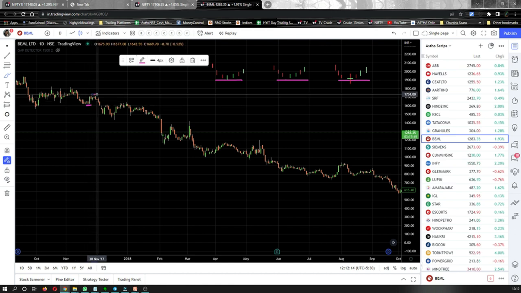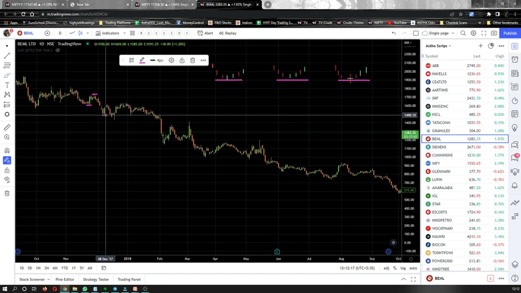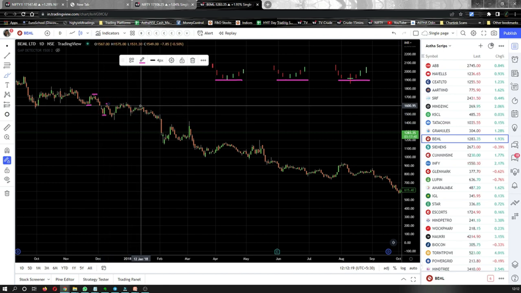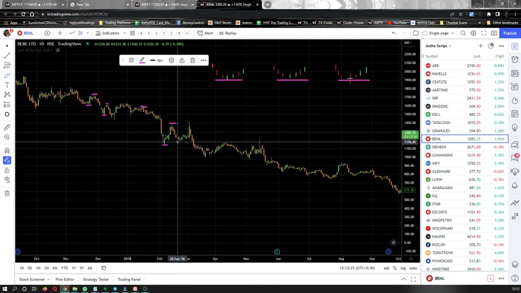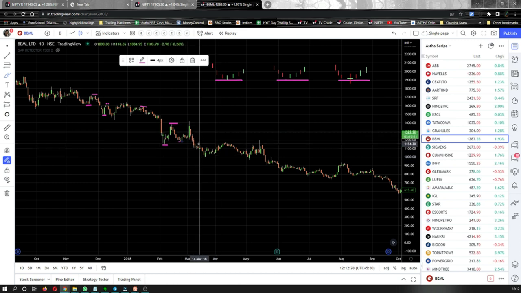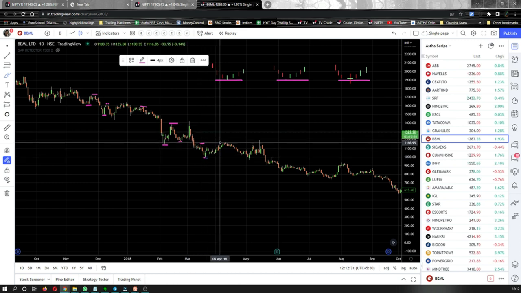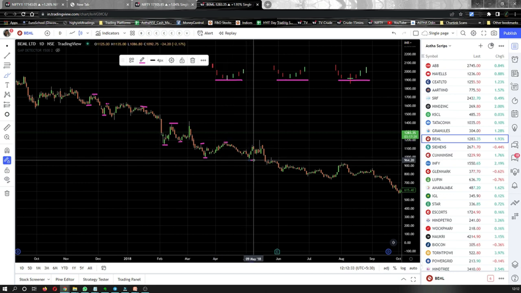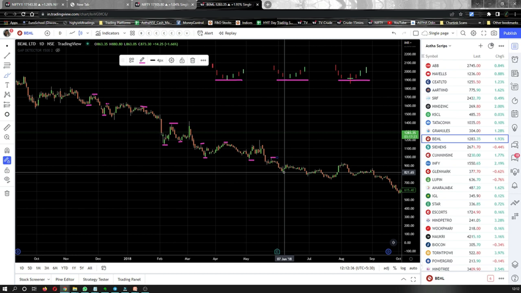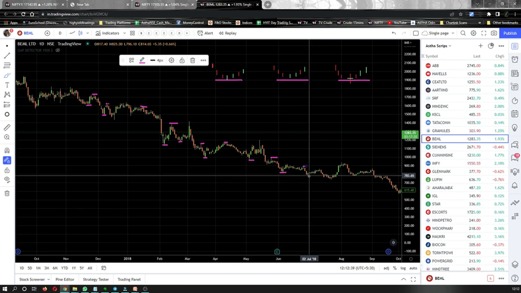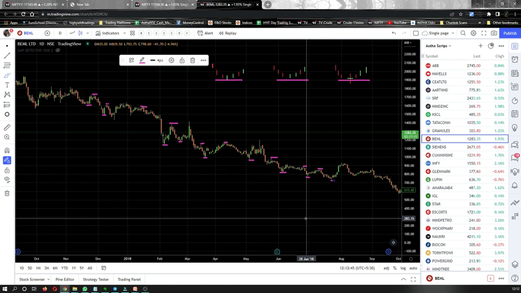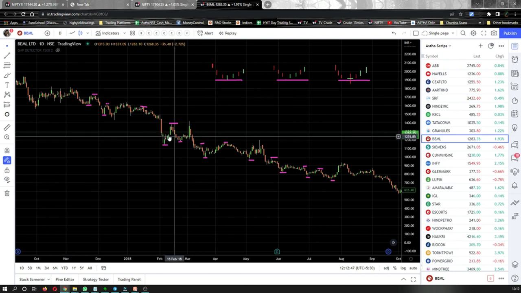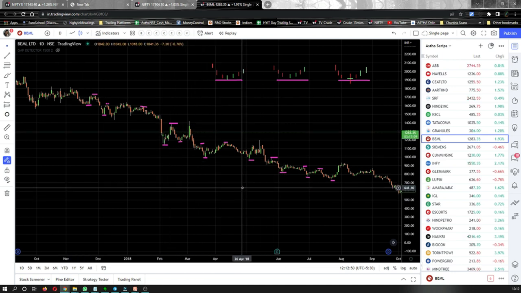Because it is making lower lows and lower highs, right? Lower low, lower high, lower low, lower high, and it continues like that. Let me stop here. By seeing the lower highs and the lower lows, you can clearly state that this stock is in a downtrend.